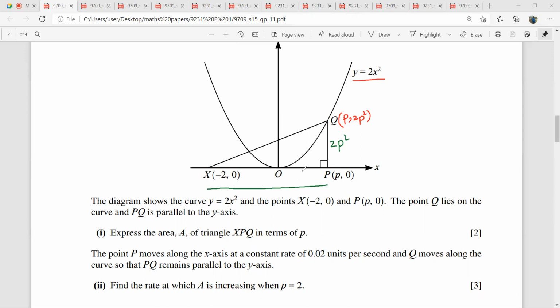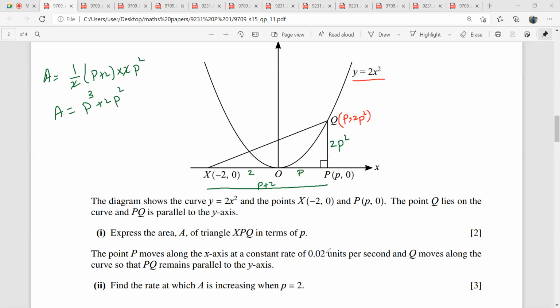P plus 2. Very good, because this much is p and this much is 2. So this is going to be p plus 2. So there you go, you get the area. It is half into the base, which is p plus 2, into the height, which is 2p square. So here is the area. I can write it as p cube plus 2p square. That is the area.